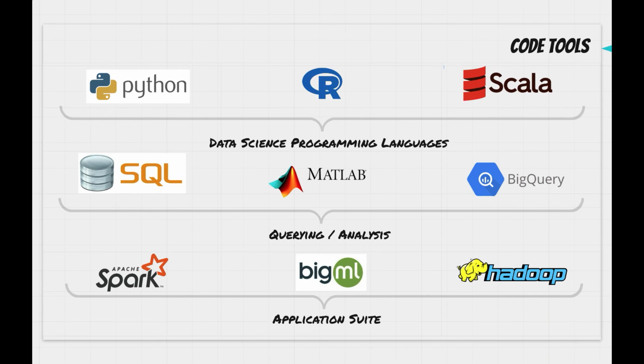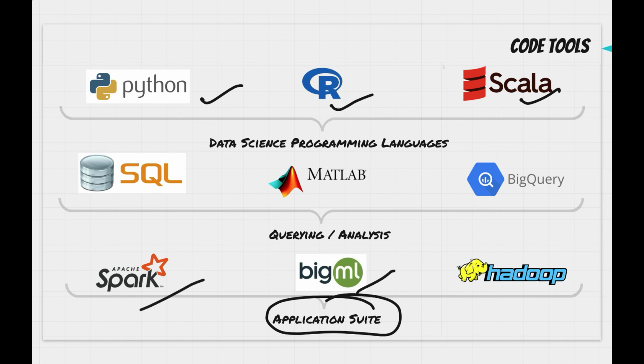Let's look at common code tools. You probably know about Python, the conference that we are attending today. Other popular tools are R and Scala. Then the other category of tools is querying and analysis tools such as SQL, MATLAB, and BigQuery. BigQuery has been a popular tool in recent days to run queries on big data on Google Cloud Platform. Then there is a whole lot of application suites that cover A to Z applications to create an end-to-end data science platform, such as Apache Spark, BigML, and Hadoop.